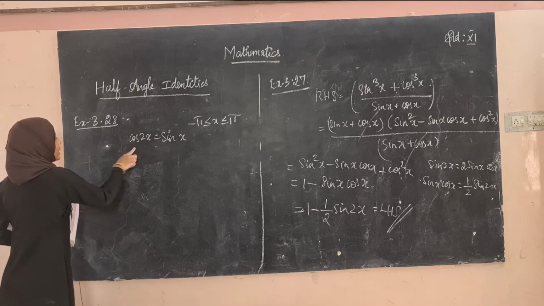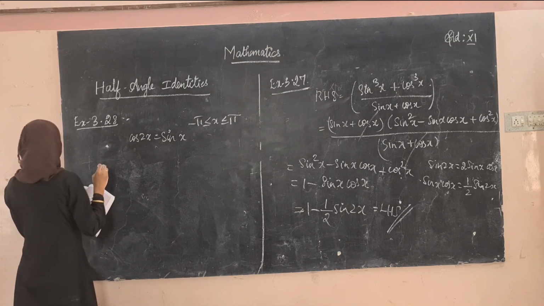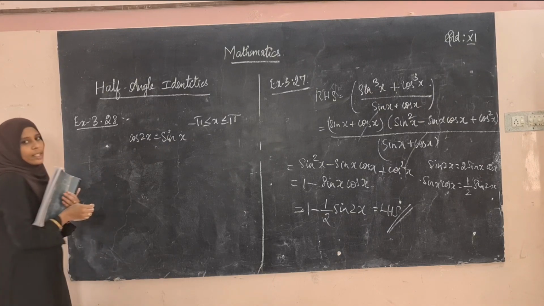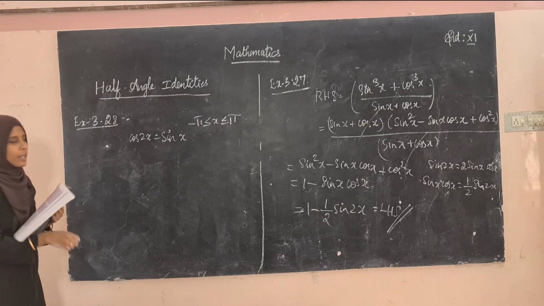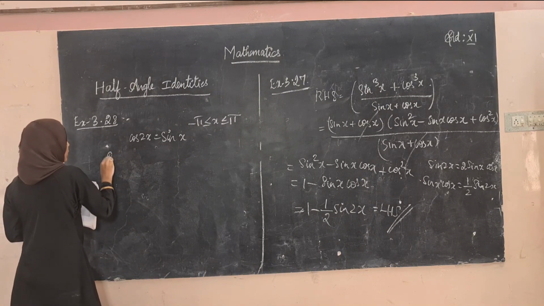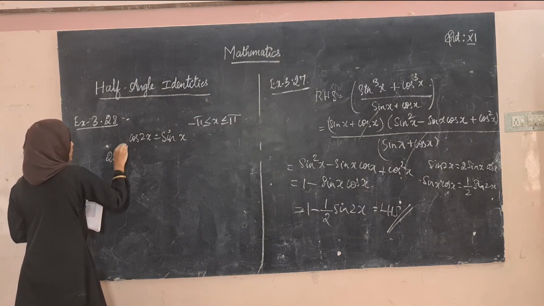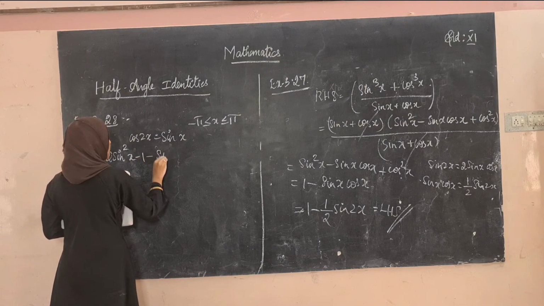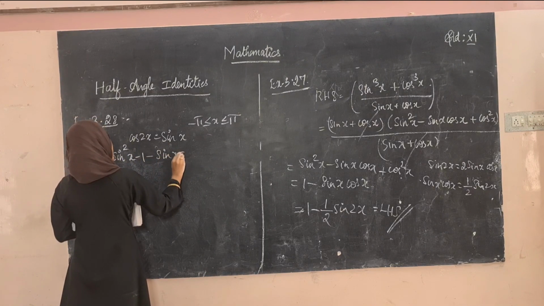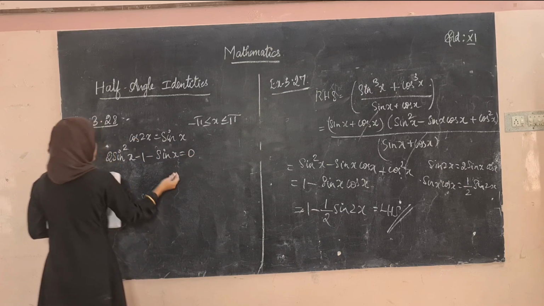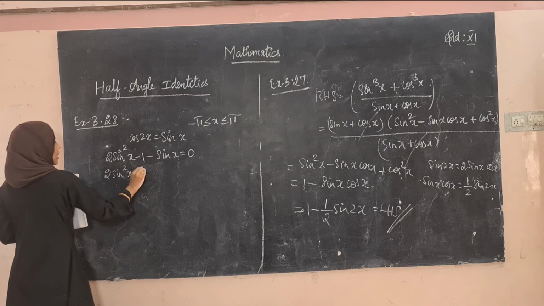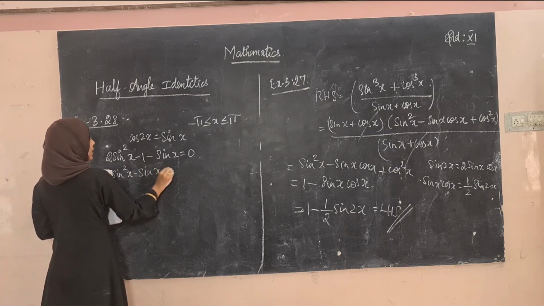So cos 2x can be written as 2 sin square x minus 1. We know that cos 2a is equal to 2 sin square a minus 1, right? So use that, 2 into sin square x minus 1. Bring this sin x this side, it becomes minus sin x is equal to 0. So rearrange this: 2 into sin square x minus sin x minus 1.